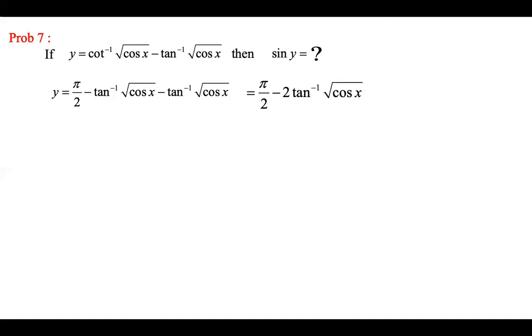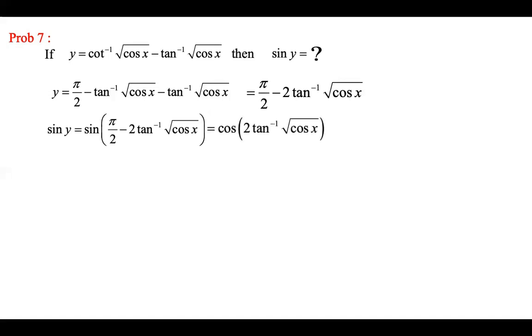Because the question is asking for sin y, simply apply the sin on both sides. So sin y is sin of pi by 2 minus something. Sin of pi by 2 minus something will be cos of the same thing. It is there in the form of cos of 2 times something, that is cos 2 theta form, where theta is tan inverse root cos x. That is the same as tan theta is root cos x, the same as tan square theta is equal to cos x.